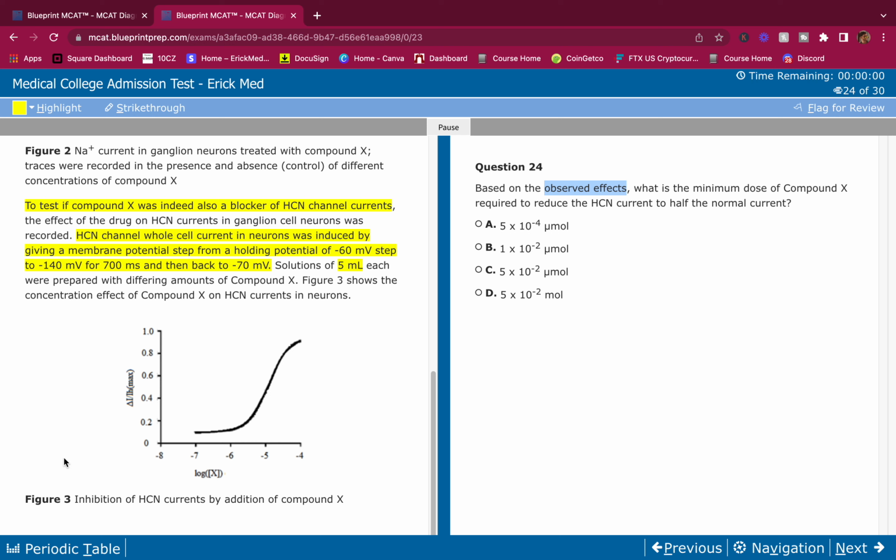And I look at the X and Y axes. Okay. The X is the concentration of compound X. Okay. Log X. They put it in a log form here. And the Y axis, delta I over IH max. Well, I know IH is the current, the HCN channel current. And delta means change in. So I guess it means the change in current. All right, the change in current when we add specific concentrations of compound X here.